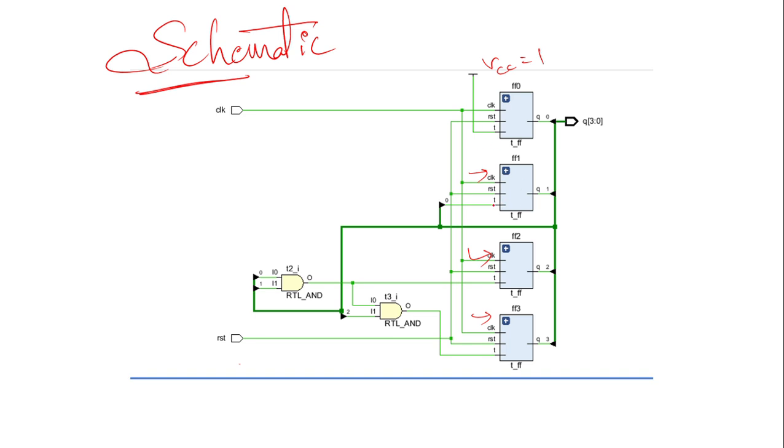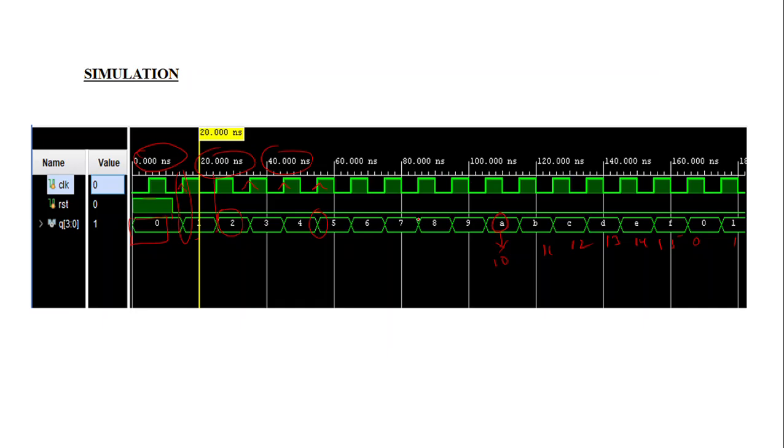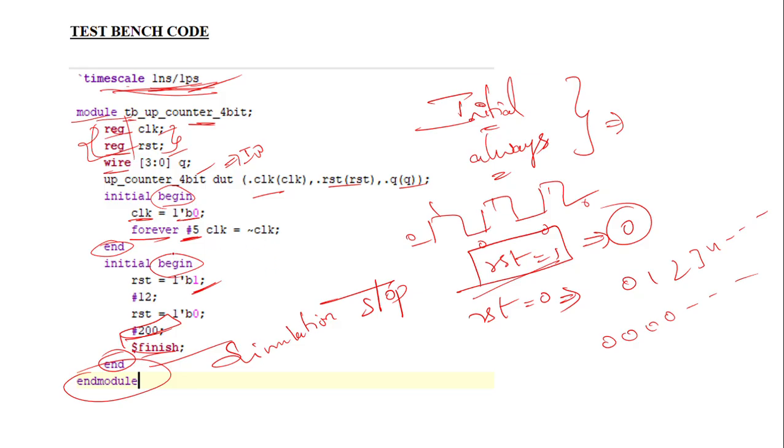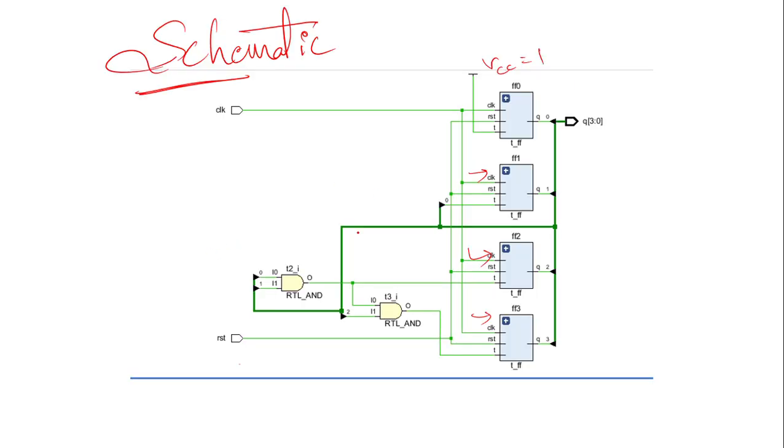For the second T flip-flop, what is going to happen? It is ANDed with both the ones, and that is applied to the second flip-flop. For the third flip-flop, these two outputs are going to be ANDed and applied to the T flip-flop. Like that it is going to be. The code we have written here simply becomes this diagram.